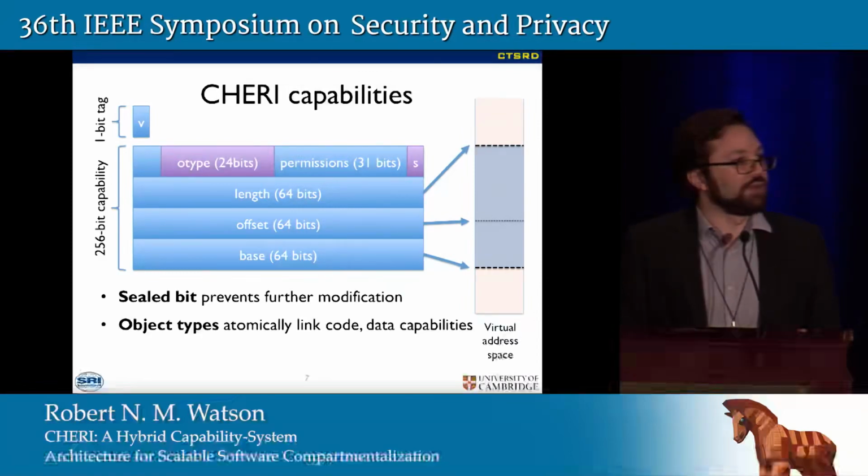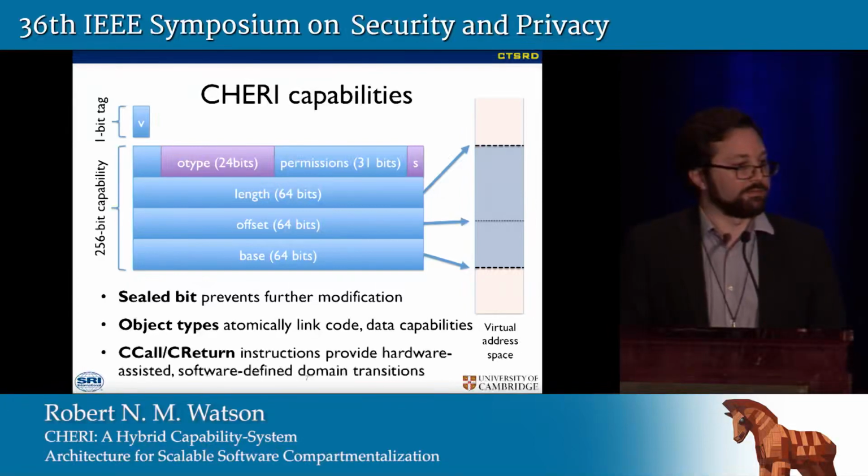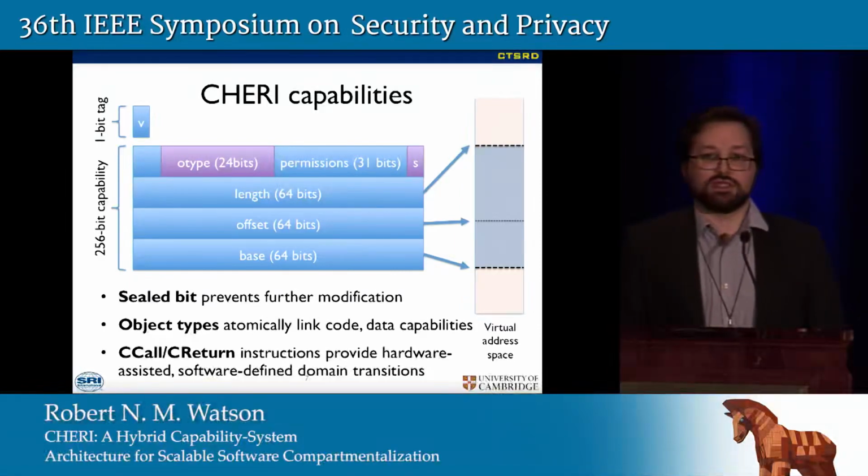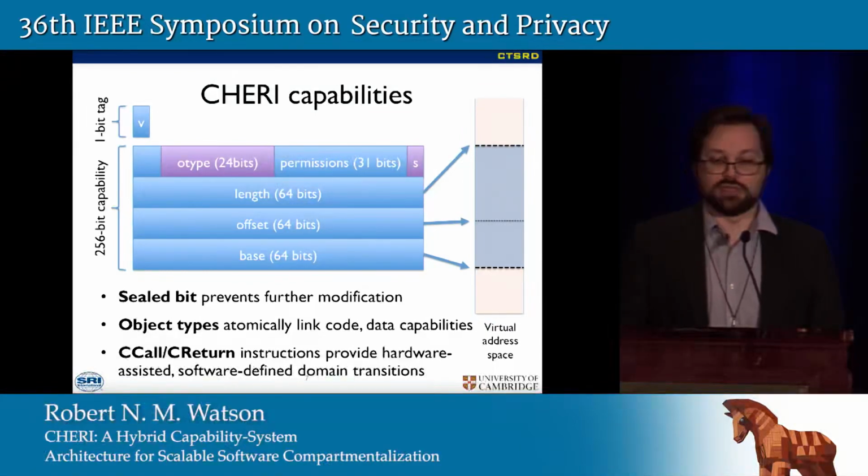We're also going to add a new object type. This is going to allow us to take code capabilities and data capabilities and atomically bundle them together, so that if we have an invocation mechanism invoking an object, we can now specify the two in tandem. And then finally, we're going to have a hardware-optimized call and return instruction set that is going to perform some number of checks in hardware, but at the end of the day, throw an exception to software to allow it to provide software-defined portions of the domain transition mechanism. And all of this, as I said, is with respect to a virtual address space. So these are the primitives we need to perform compartmentalization.